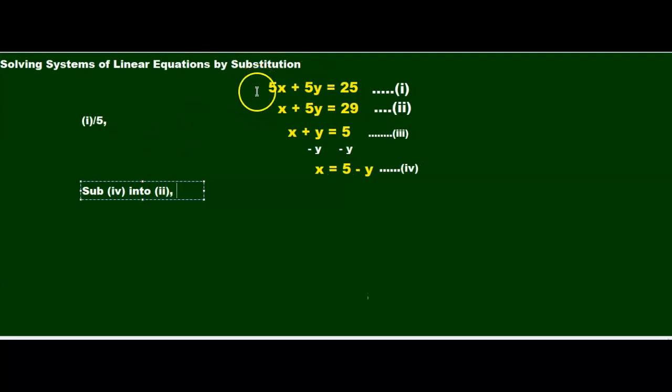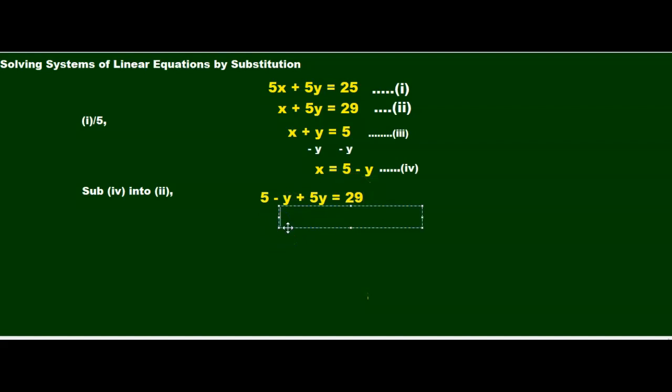Because we've been working with equation 1 this whole time. We've just manipulated equation 1. So we have to substitute it into the other equation, which is equation 2. So equation 2 is, now our x is now 5 minus y. So I'm going to change my x to 5 minus y plus 5y equals 29. Then I'm going to collect my like terms.